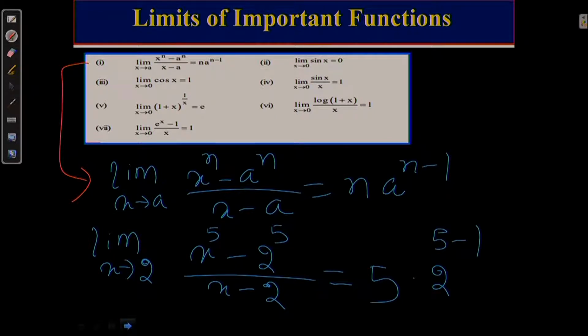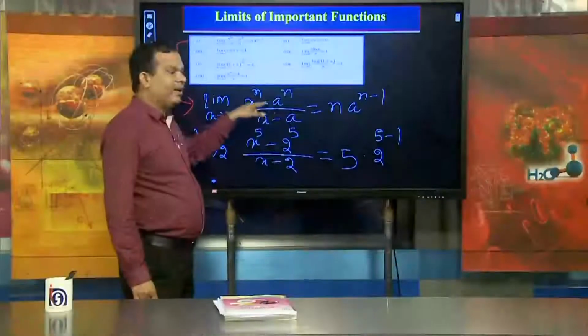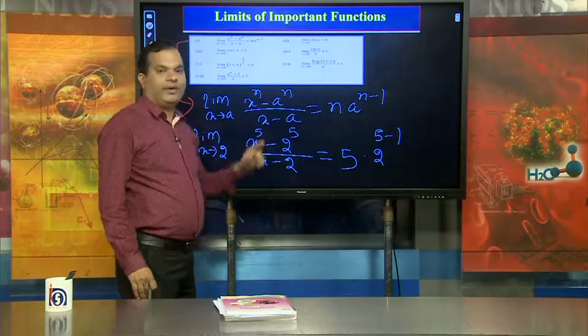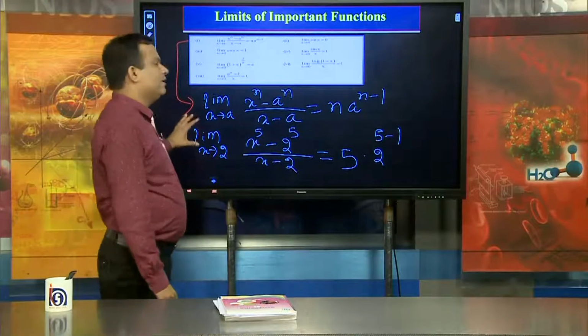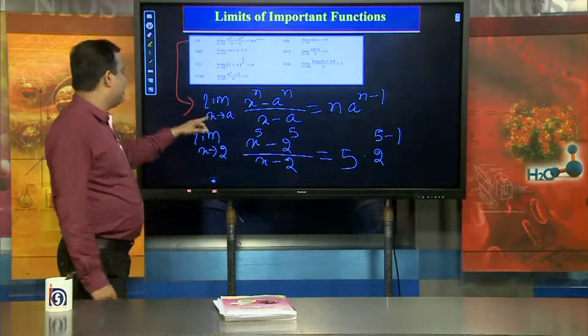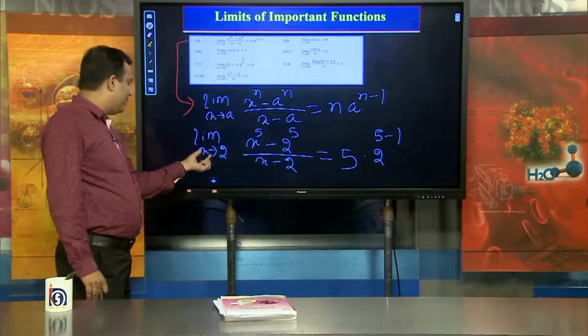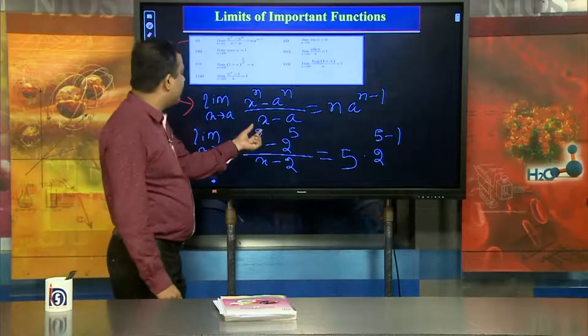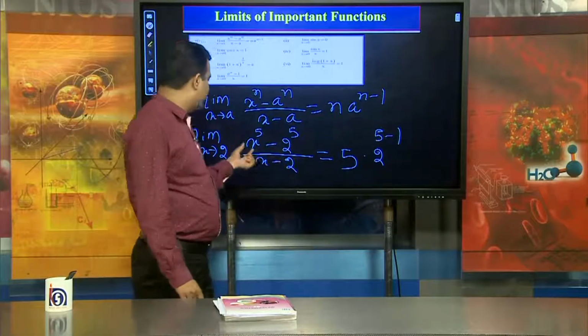Okay, this is the very important formula. That means limit x tends to a, x to the power n minus a to the power n divided by x minus a, equals n times a to the power n minus 1. Suppose in place of a, I have written x tends to 2: limit x tends to 2, x to the power 5 minus 2 to the power 5, divided by x minus 2.